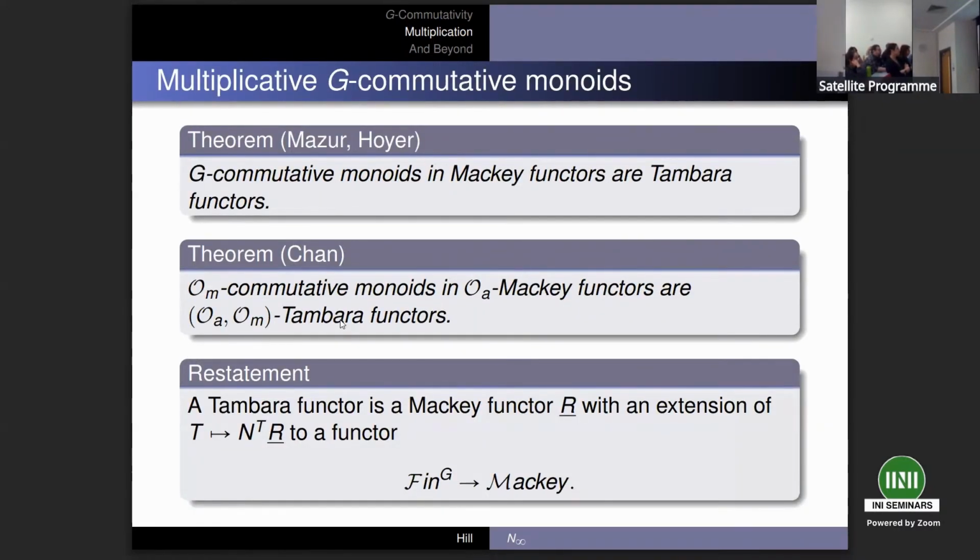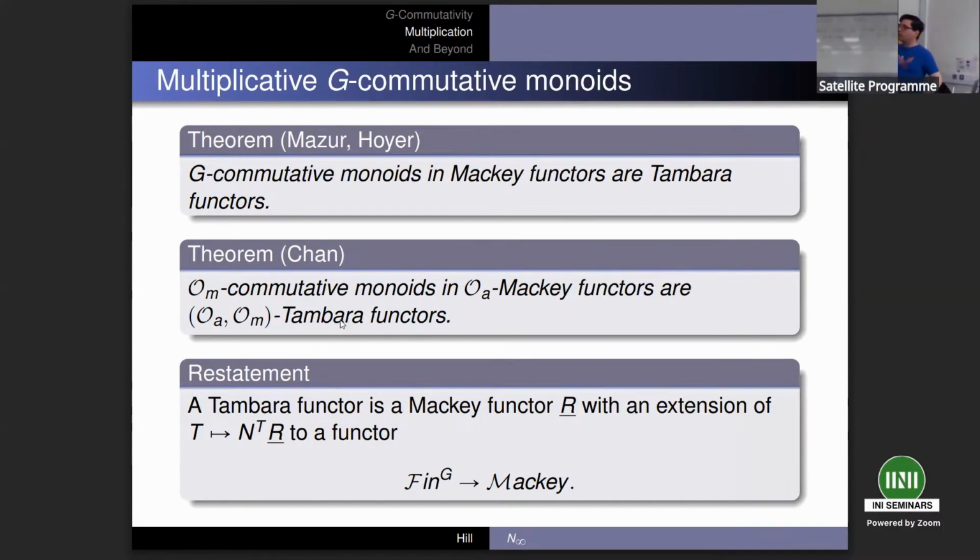Now, what Kristen and Rolf showed is that if I look at the G commutative monoids in Mackey functors with the box and norm G symmetric monoidal structure, this is exactly the data of a Tambara functor. And then David Chan showed that if I look at the O commutative monoids in my O Mackey functors with, again, the box product and the norms, then this is the same thing as a bi-incomplete Tambara functor.